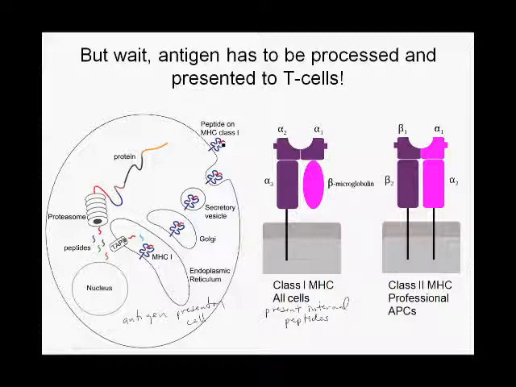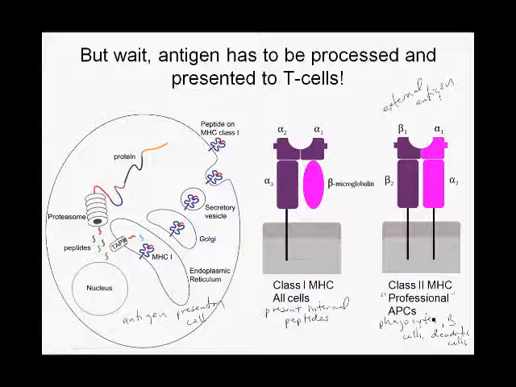Class 2 are special MHC molecules present only in professional antigen-presenting cells. So APCs are antigen-presenting cells. And these are present on phagocytes, B cells, and dendritic cells. And they do pretty much the same thing, but they present external antigen. Well, how do they present external antigen?